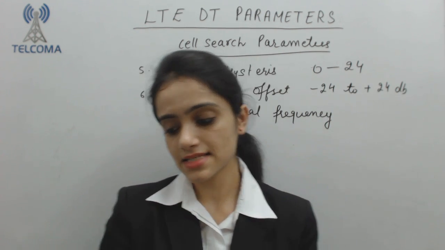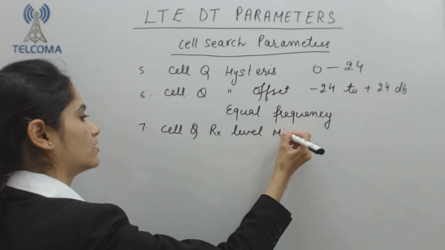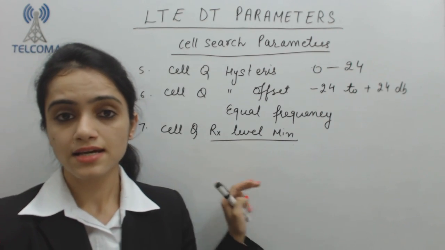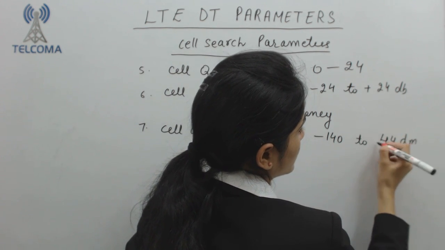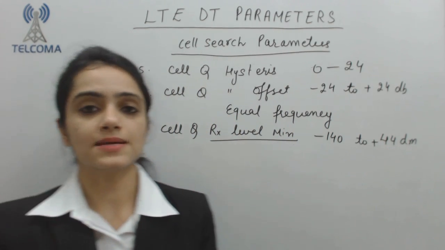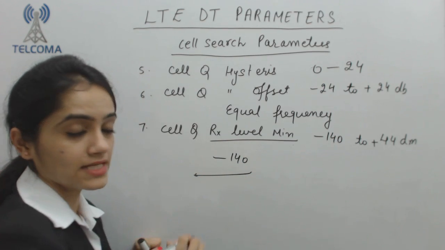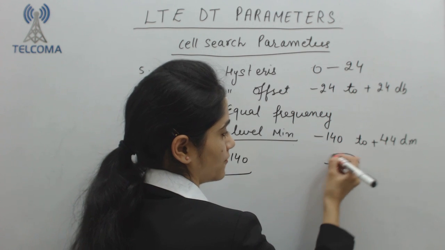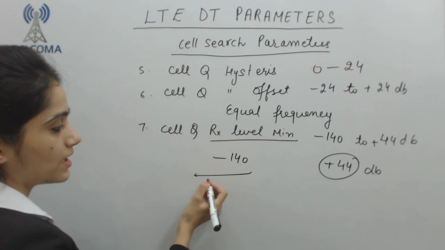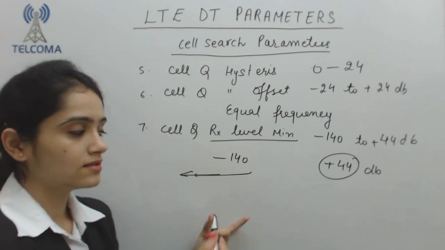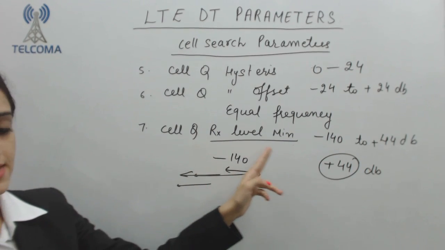Cell Q hysteresis and cell Q hysteresis offset are basically related to equal frequency differences. So next is cell Q RX level minimum, which is the minimum RX level as per the cell. Now the minimum RX level ranges from minus 140 to plus 44 dBm. Minimum reception level in a cell means a cell can receive signals from a minimum of minus 140 and a maximum of positive 44 decibels. Now here we can find out the sensitivity. My receiver cannot accept any signal below this value, because this one is the minimum level of the signal. So RX level minimum.